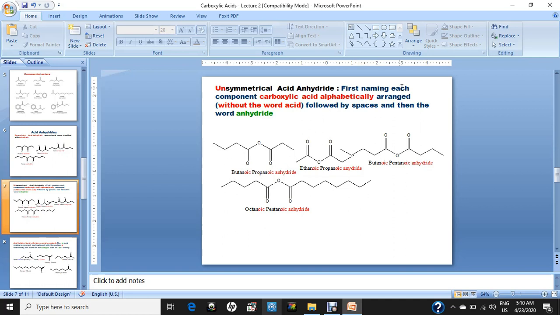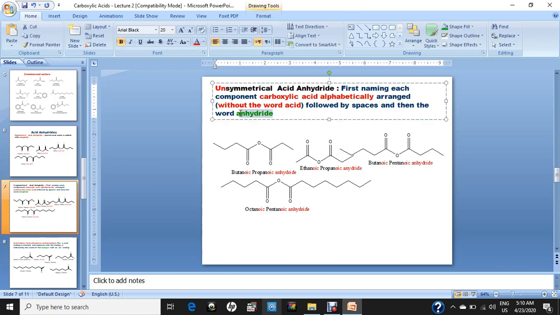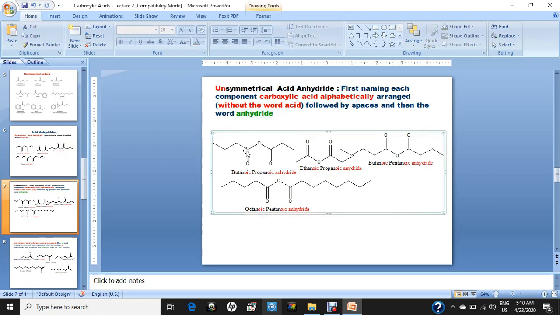So first, name each component carboxylic acid, alphabetically arranged, without the word acid. Suppose butanoic acid, this acid we have to delete, we don't have to write acid. Similarly here, followed by a space and then the word anhydride, we add anhydride at the end. So here 1 2 3 4 butanoic, here 1 2 3 4 propanoic, space, then anhydride.